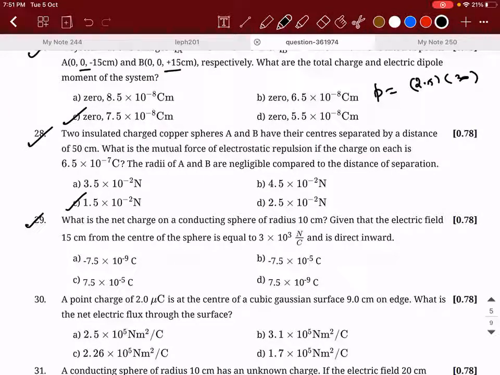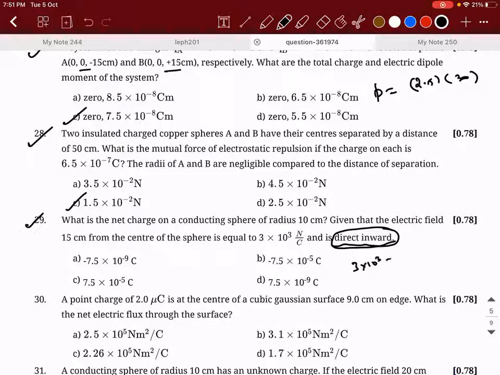29. What is the net charge on a conducting sphere of radius 10 centimeter, given that the electric field 15 centimeter from the center of the sphere equals 3 into 10 power 3 Newton per coulomb, and it is directed inward? So what does this tell us? Inward means negative. Yes, only negative charges have the tendency to receive the electric field lines, correct? What is the answer?